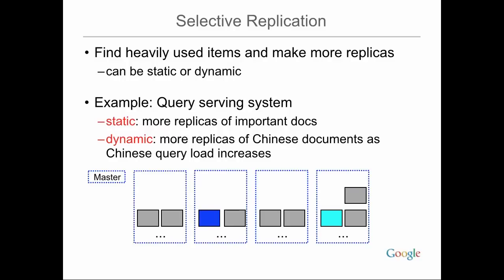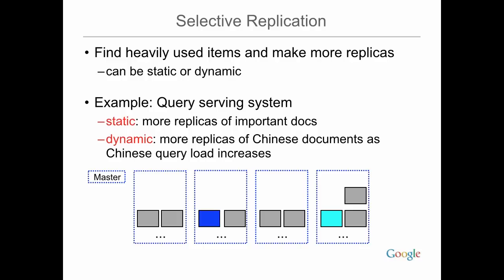Another technique we often use with these fine-grained partitioned objects is selective replication. So we can find heavily used pieces of the data or computation and make more replicas of them. And this can either be static or dynamic. In our query serving system, for example, we make more replicas of important documents. That we do because the important ones also tend to be more expensive to score, so you have load imbalance from that.